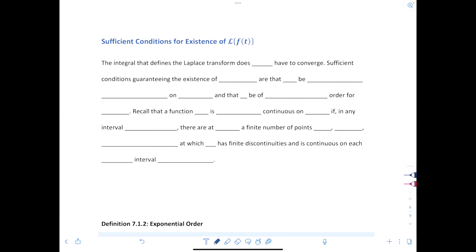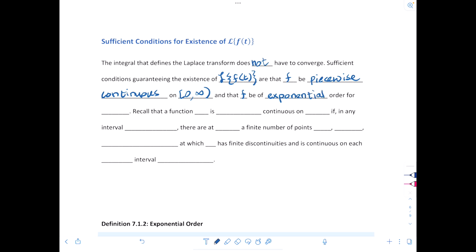All right. So now, sufficient conditions for existence of the Laplace transform of f at t. The integral that defines the Laplace transform does not have to converge. Sufficient conditions guaranteeing the existence of L of f at t are that f be piecewise continuous on 0 to infinity, where 0 is included, and of course infinity is not, and that f be of exponential order for t greater than some capital T.